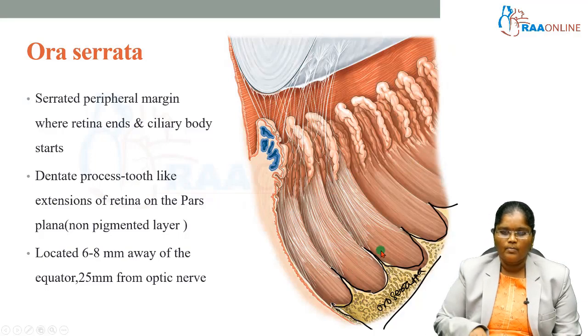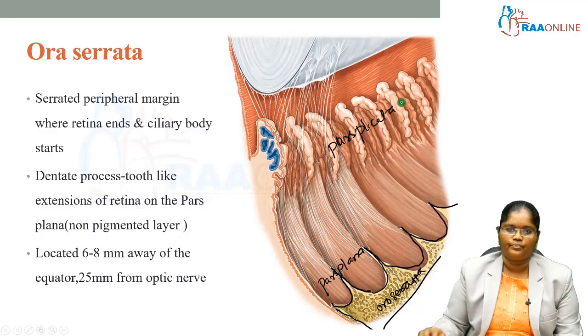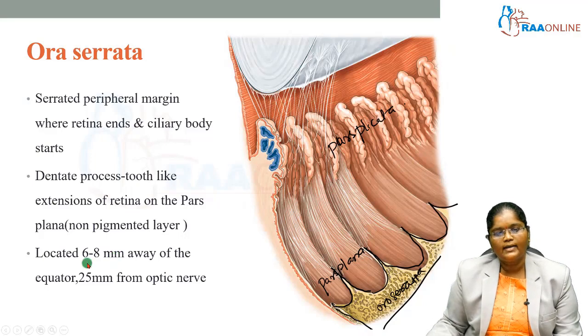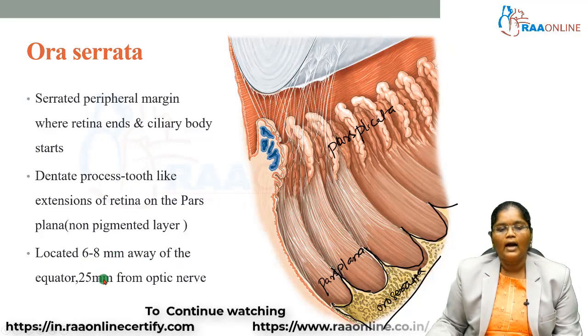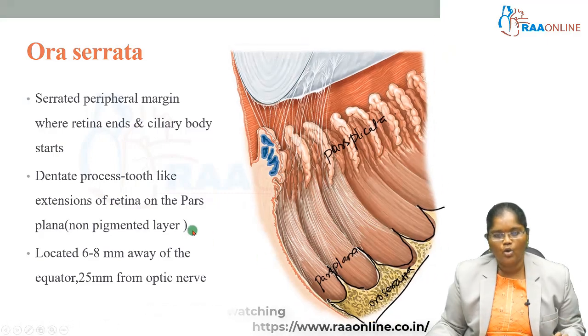So this is the pars plana, and the projection is called the pars plicata or ciliary process. It is located 6 to 8 millimeters away from the equator and 25 millimeters from the optic nerve. So these tooth-like projections, which are devoid of pigment layers, are called the ora serrata.